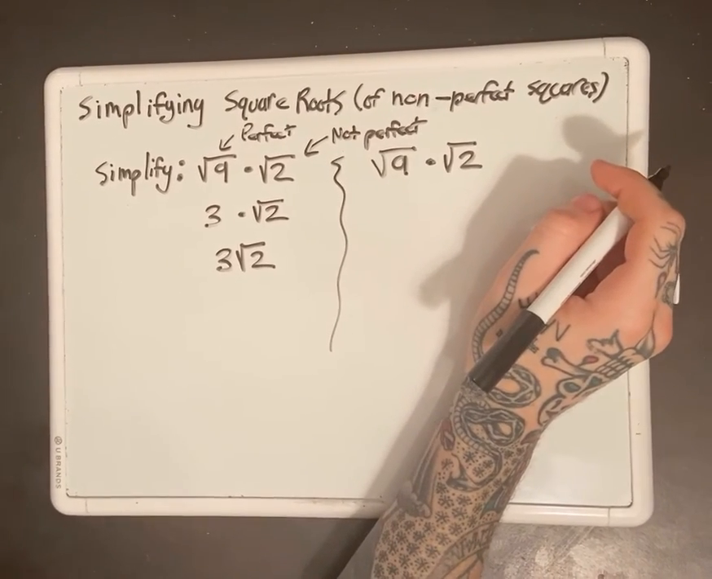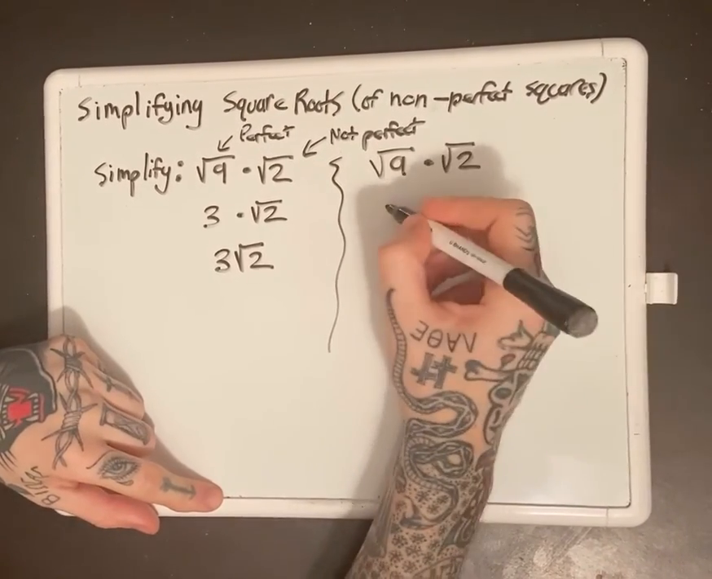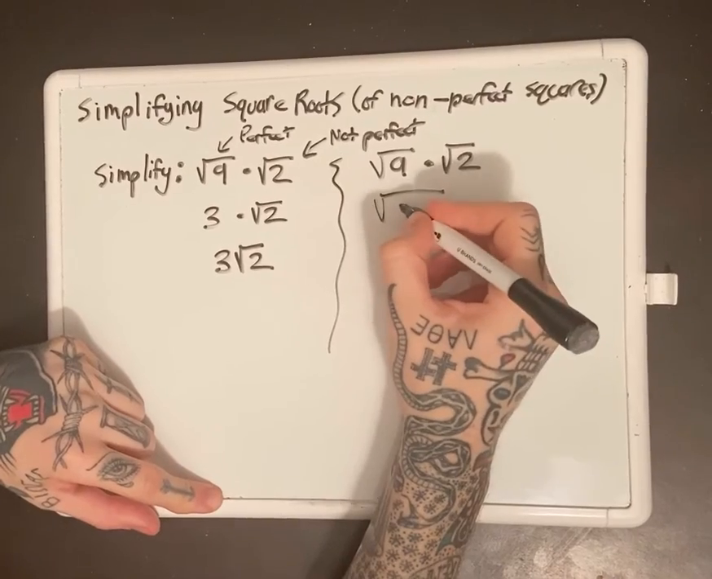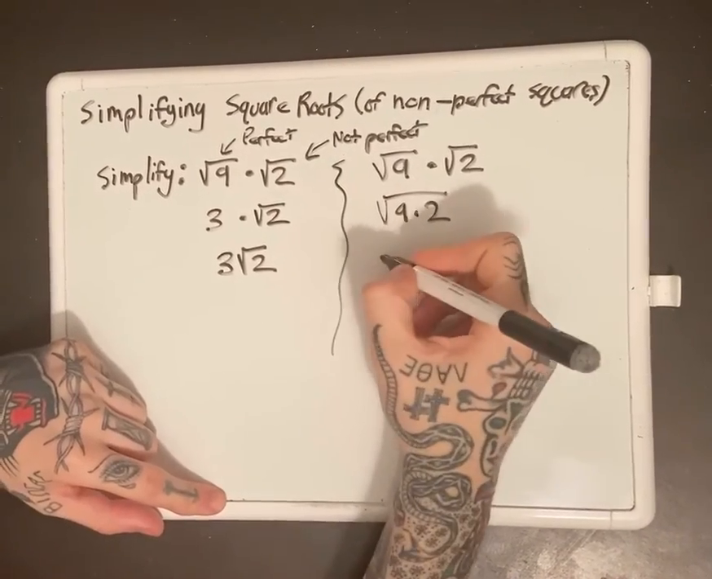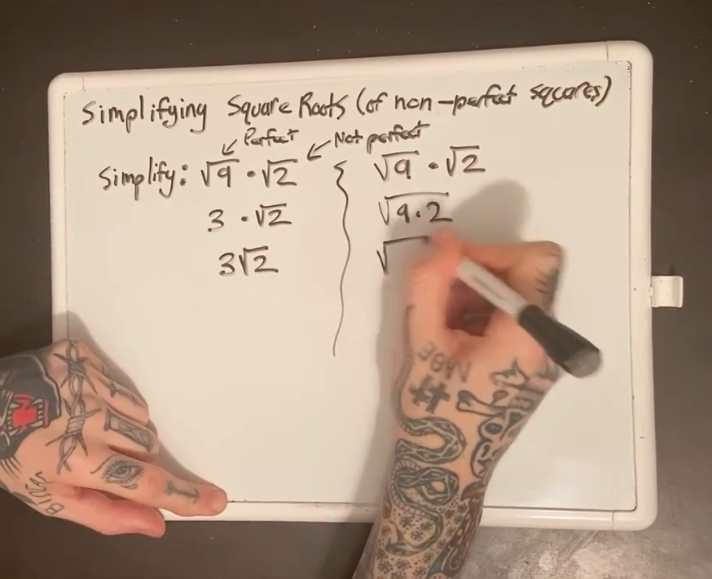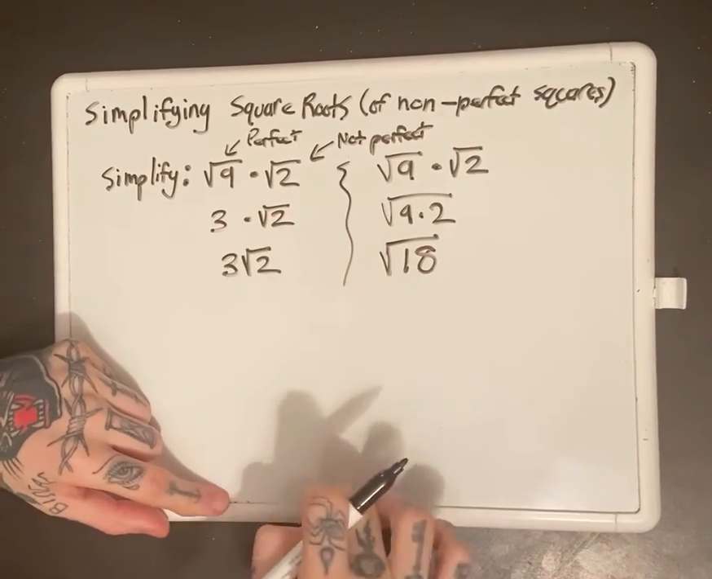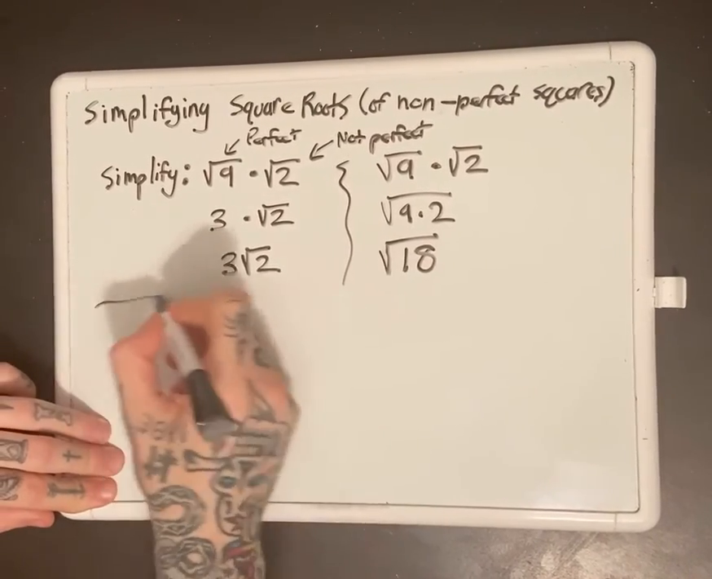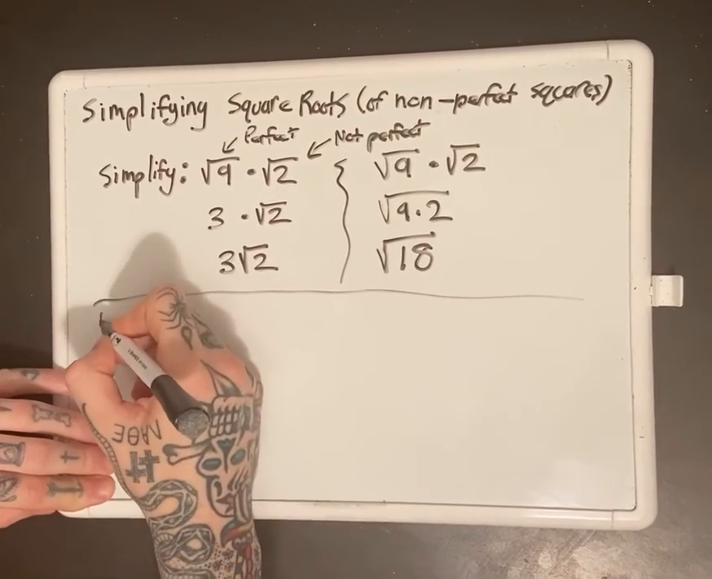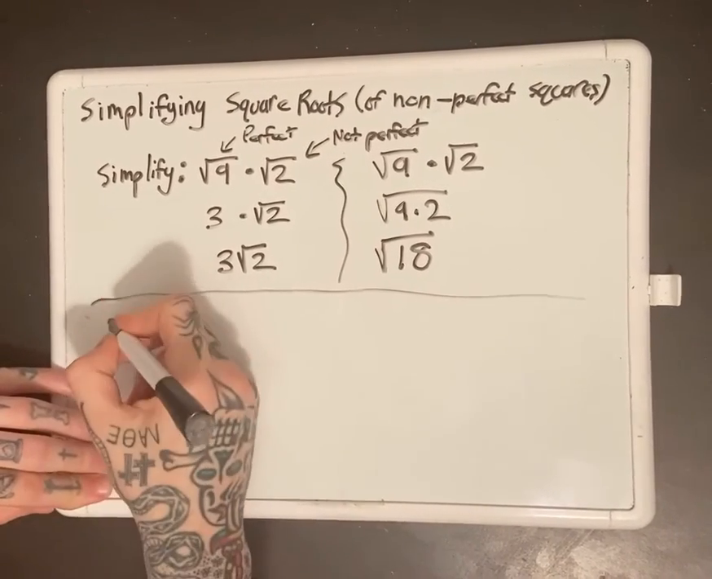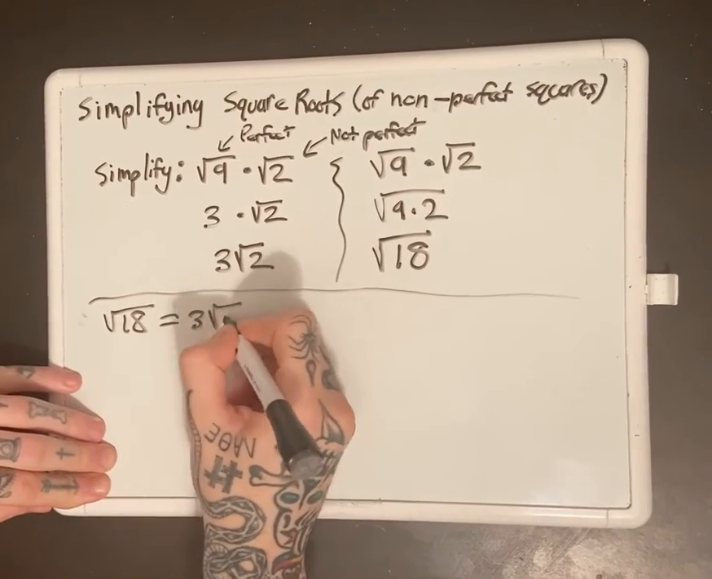Now, one of our last lessons with square roots was multiplying square roots, so some of you might have thought to do it this way: 9 times 2, and then we would get square root of 18, okay? So which one's more simple? Well, first of all, we're going to say that square root of 18 is equal to 3 square root of 2.